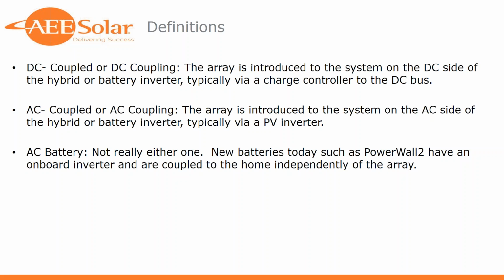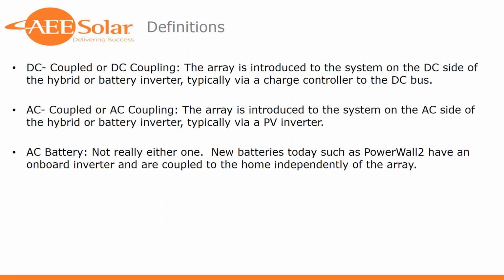On an AC coupled system, the wattage from the array is introduced into the system on the AC side, typically via a PV inverter. We'll walk through some examples of this, with some simple block diagrams and illustrations. AC batteries: here we're talking about products like the Tesla Powerwall 2. Not really either one, though you could say it's closer to AC coupled. Batteries like this have an onboard inverter, and in most instances are coupled to the home independently of the array. In some single line drawings, that AC battery could be a washer dryer, being coupled to the main loads panel almost completely independently of the array.